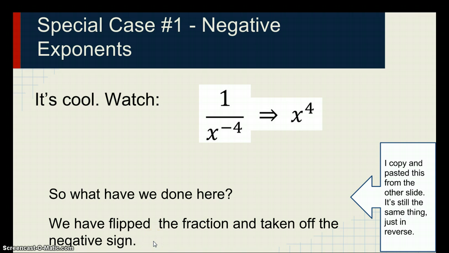We did the exact same thing, except now the negative went from the bottom up to the top and became positive, okay? It's still the same thing, just in reverse. So remember, you see a negative exponent, you flip it, and you move it around to the opposite side of the fraction bar. And also remember, if there is no fraction bar, that means it's going down and there's a 1 underneath. So now it comes up top.